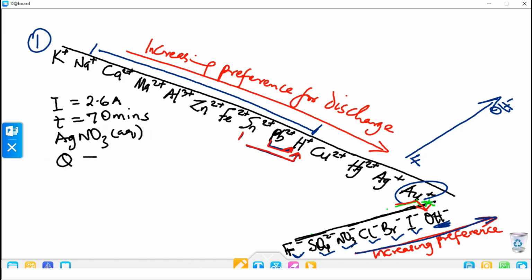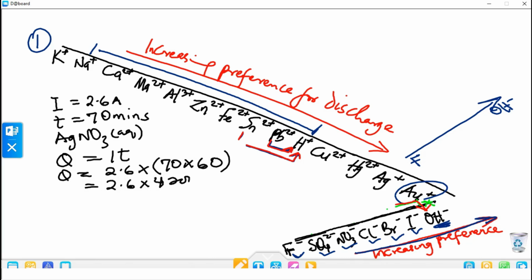To know that, Q equals IT. That is the quantity of electricity we care to know that has gone into the silver nitrate solution. And Q equals IT is 2.6 times our time. Time is 70 minutes, so we have to convert to seconds. By the time we do that, we have 2.6 times 4,200. So that gave us 10,920 coulombs of electricity. So it means that 10,920 coulombs of electricity has gone into the silver nitrate solution.